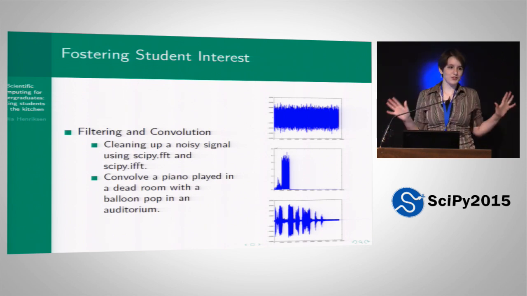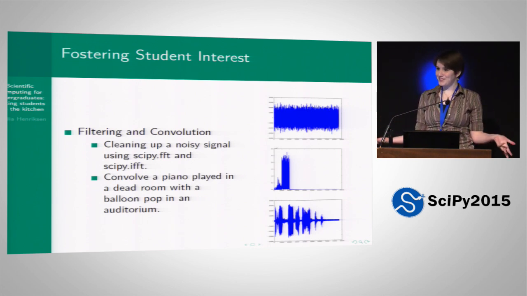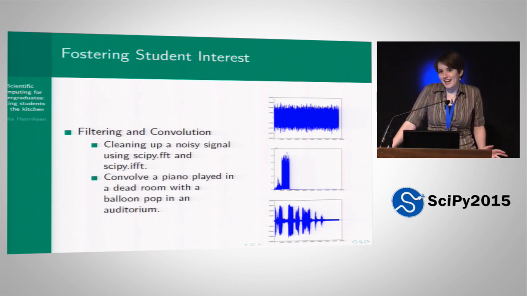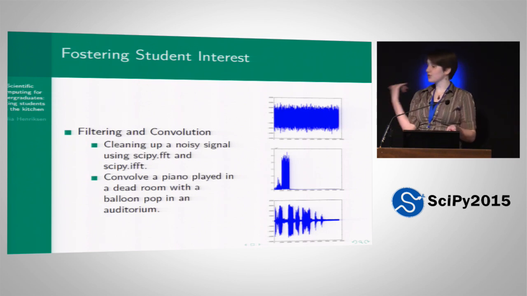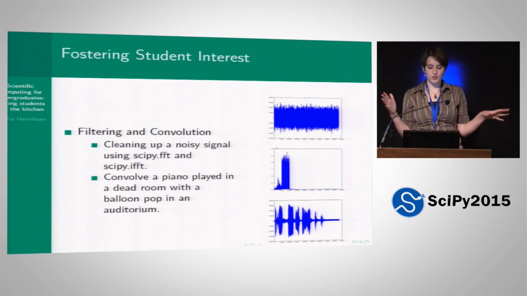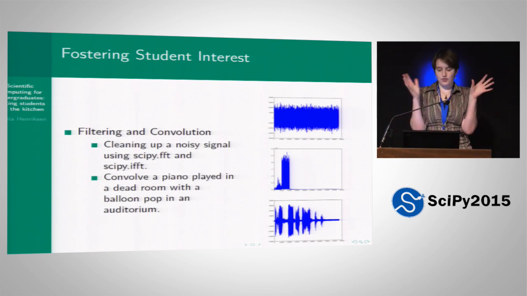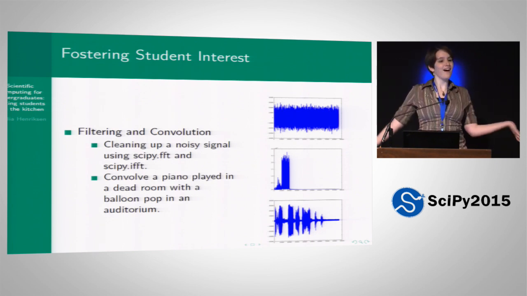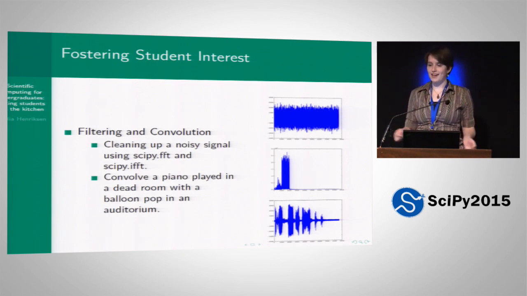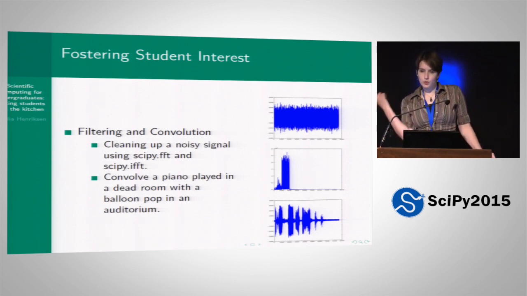So the first one is fostering student interest. Students need to be interested in what you're doing. If you have that disconnect between the class and real-world experiences, there's really no motivation. A really good example of this is one of our labs, filtering and convolution. The first thing that you do is you have a speech from FDR, and it's really noisy, you can't hear what it is. You use the inverse discrete Fourier transform, and then you can cancel out the noise, and you get to find out what was being said.